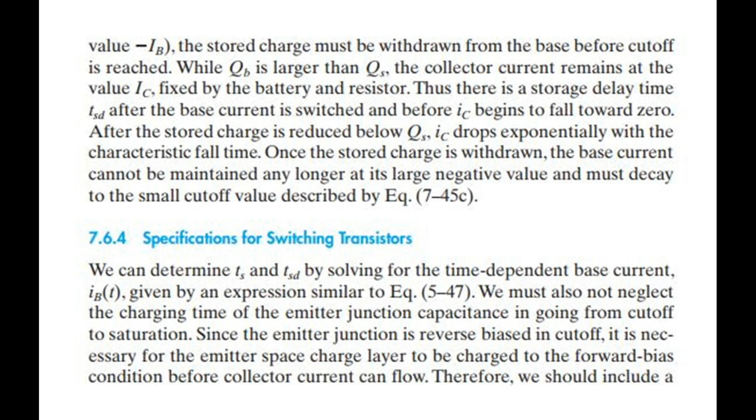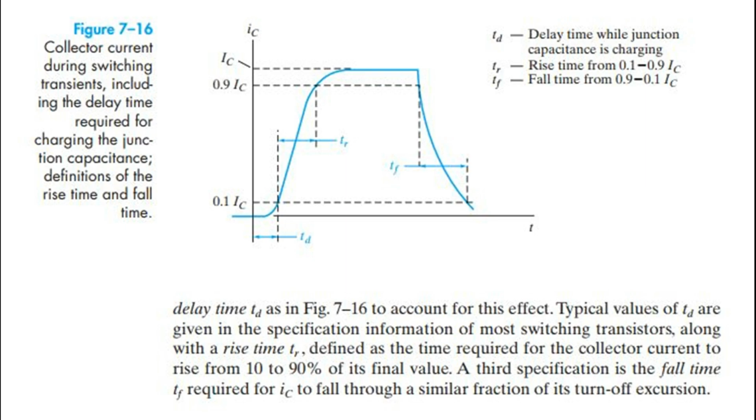We can determine Ts and Tsd by solving for the time-dependent base current, IB(t), given by an expression similar to Eq. 5.47. We must also not neglect the charging time of the emitter junction capacitance in going from cutoff to saturation. Since the emitter junction is reverse biased in cutoff, it is necessary for the emitter space charge layer to be charged to the forward bias condition before collector current can flow. Therefore, we should include a delay time Td as in Fig 7.16 to account for this effect.